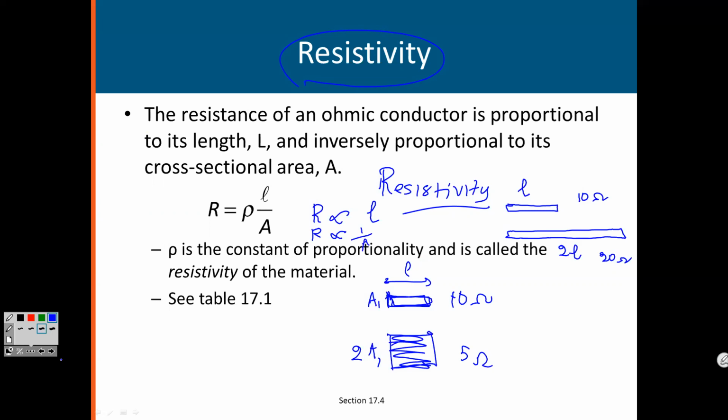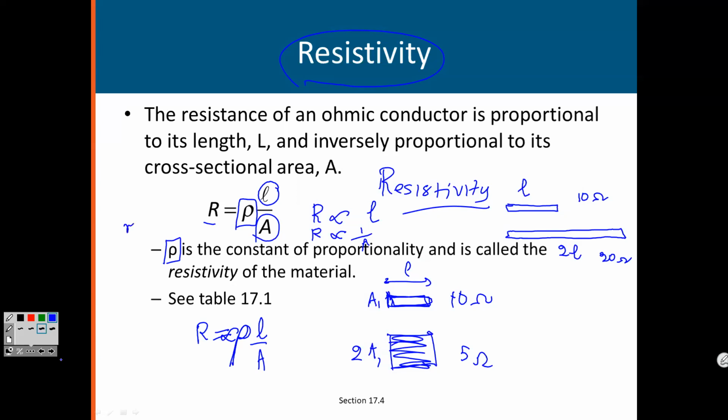Are you following me? Okay, right. Now I can put them both together. I can say resistance is proportional to the length, but inversely proportional to the area, and the proportionality constant is this rho. So resistance for a given material is proportional to the length, inversely proportional to the area, and the constant is called rho.